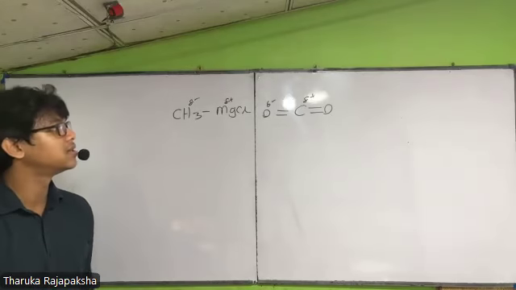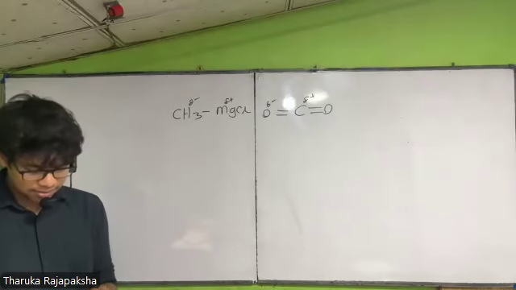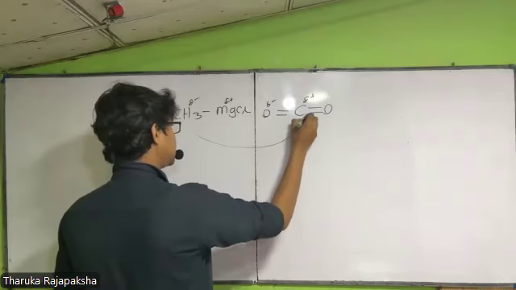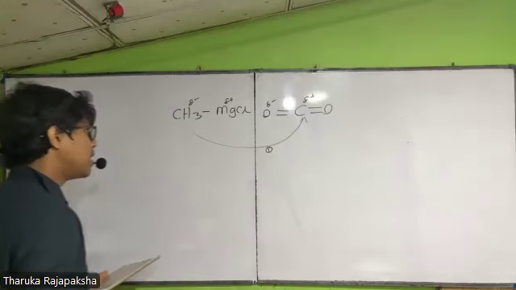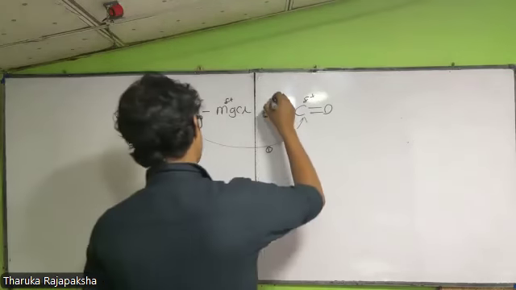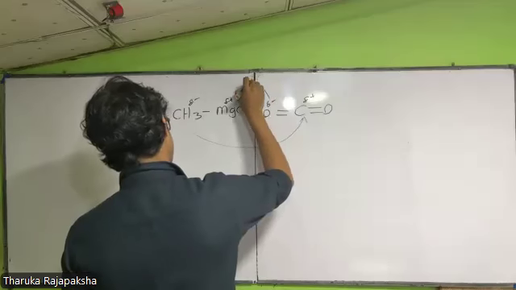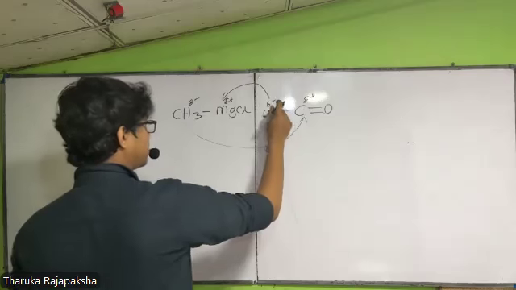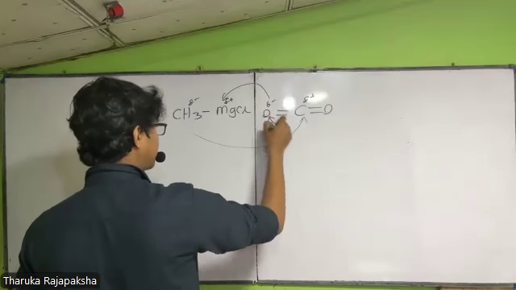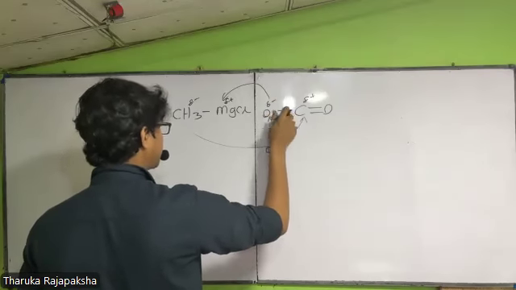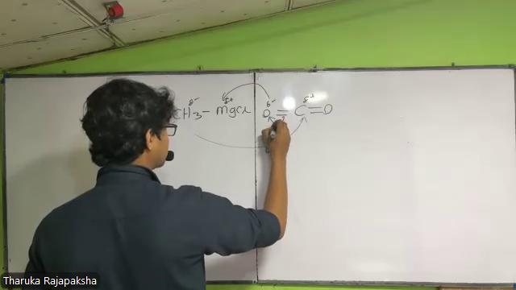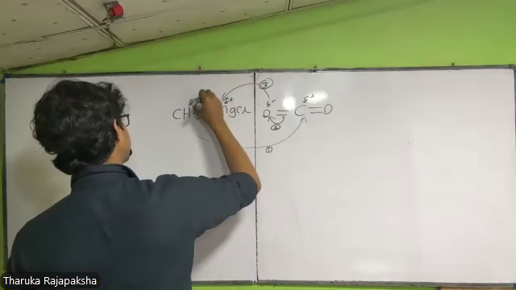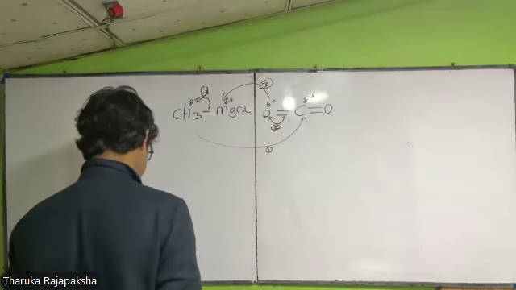Something complex is going to happen now. It is going to attack this carbon. That's the first one, right? And then this oxygen minus charge will attack this magnesium. Before that, this will happen: the double bond will break into this oxygen. That's the second one. And then the third one is this one. And then the fourth one is that.